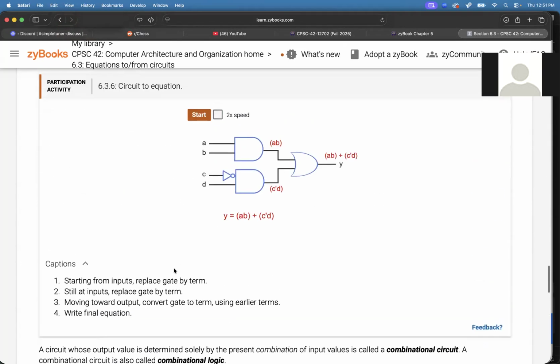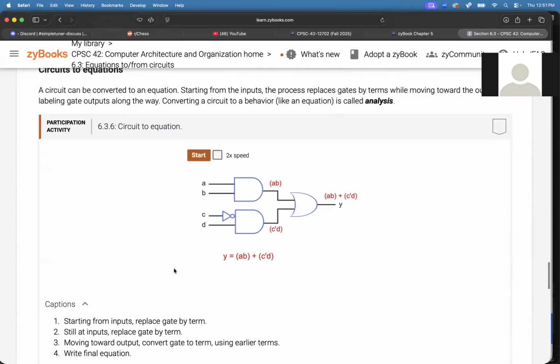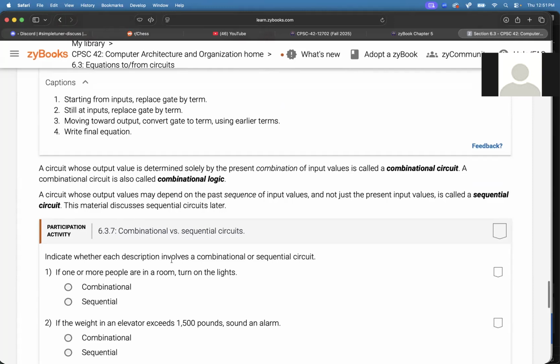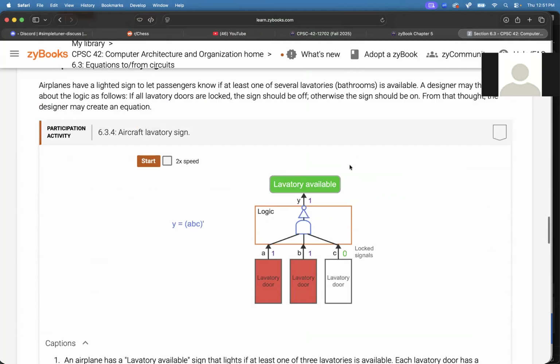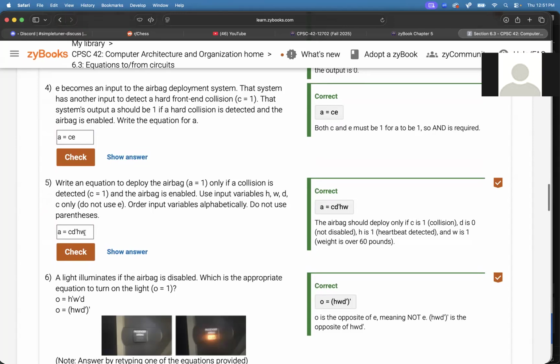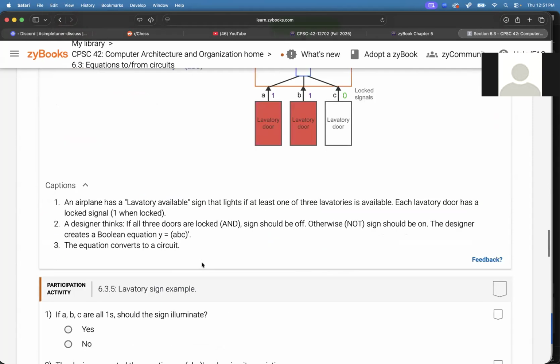All right, I'm going to skip down a little bit. Circuit to equation. Oh, combinatorial or sequential. Surprised we've got this here, but combinatorial is like what we were doing up above. So we're looking for a combination of input values. All of these up here were combinatorial, like what is C, what is D, what is H, what is W, and that tells you the A, right?